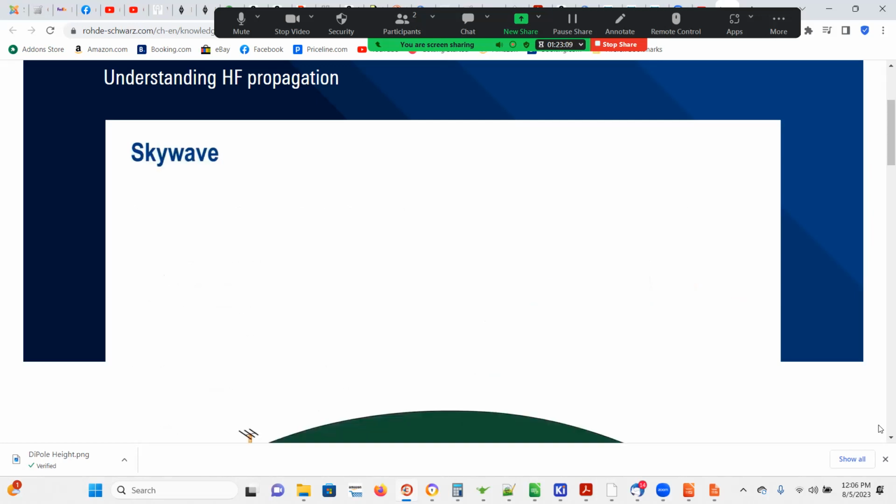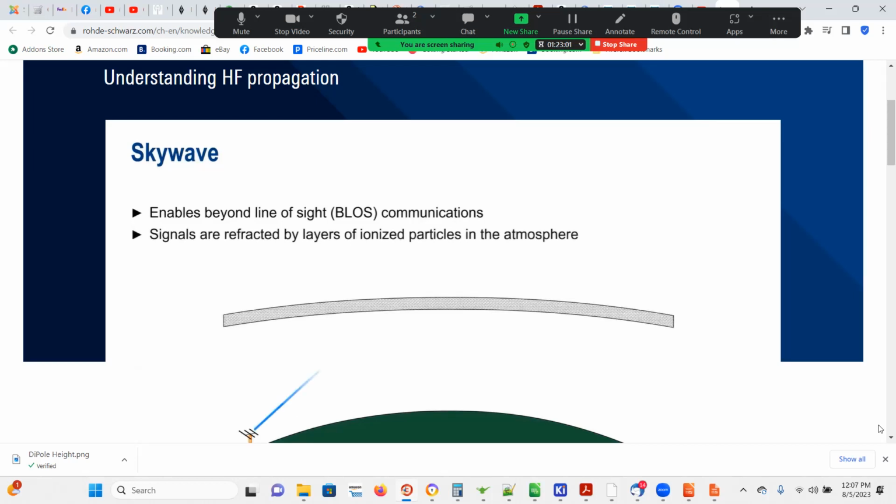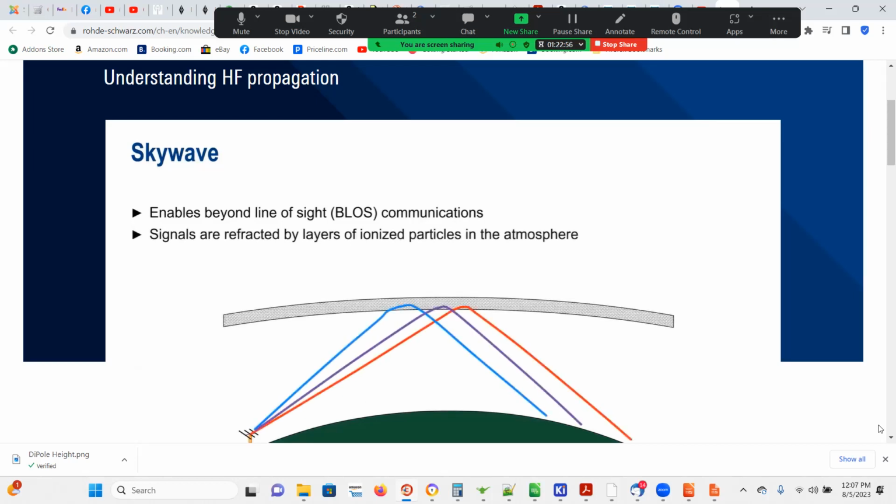One of the most important propagation modes of HF is skywave, because it's skywave propagation that enables beyond line of sight or worldwide communications. In skywave, layers of ionized particles in the upper atmosphere refract HF signals back towards the Earth, allowing communications over many thousands of kilometers. The distances that can be covered by different frequencies are almost entirely a function of the state of these layers of ionized particles, collectively referred to as the ionosphere.